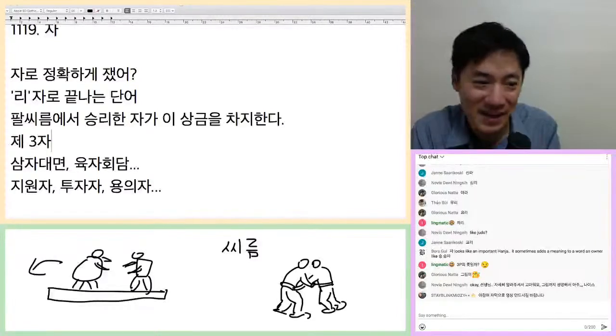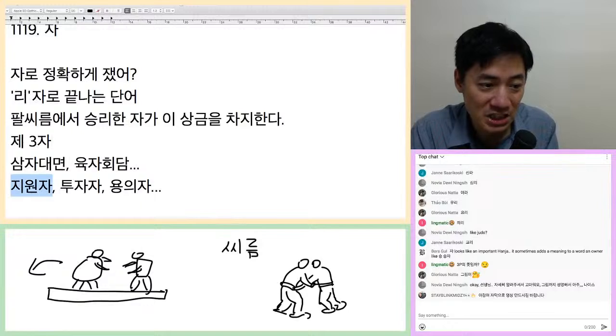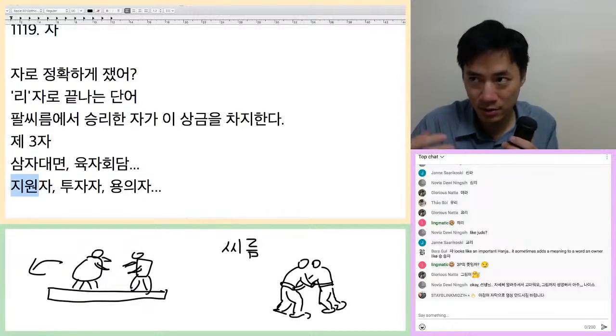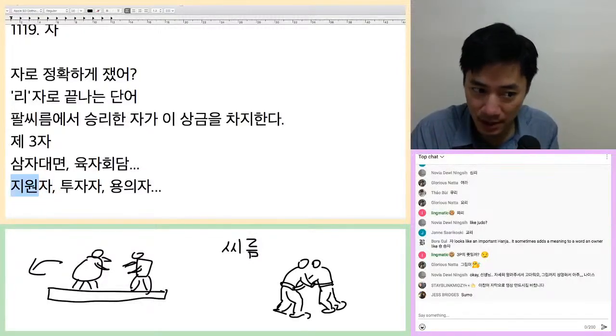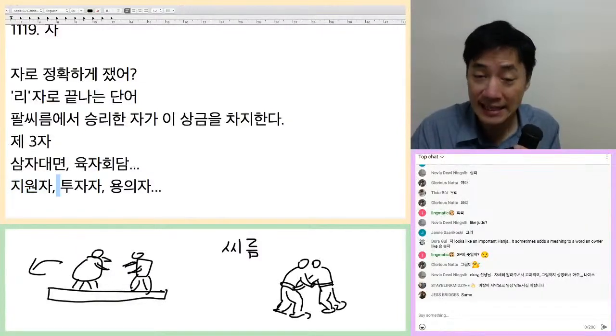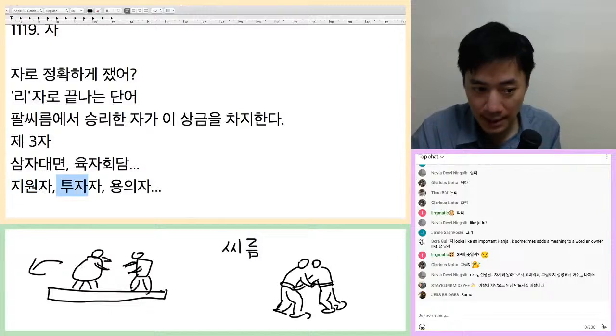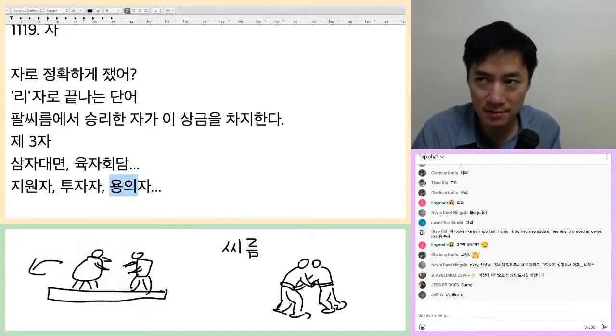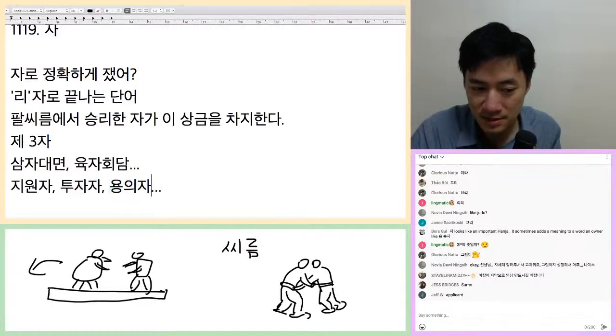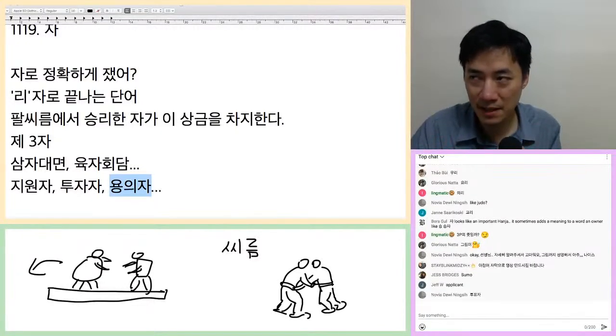네. Okay. 지원자. 지원하다 means to apply, to a school or to a company, and 지원자 is a person who applied to a company or a school. And 투자 is investment, and a 투자자 is a person who invested in a company or any kind of thing. 용의, suspect. There's a crime, maybe he did that.